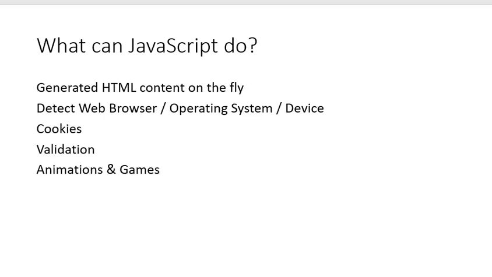So what can JavaScript do? JavaScript can generate web page content on the fly. It can detect things like web browsers, operating systems, and devices so that you can present the right content to the user accordingly. It can also store some information in cookies and can validate the data entered by users on the client side before it is submitted to the server. You can also produce games and animations. All this makes the web pages more responsive and interactive for the end user.